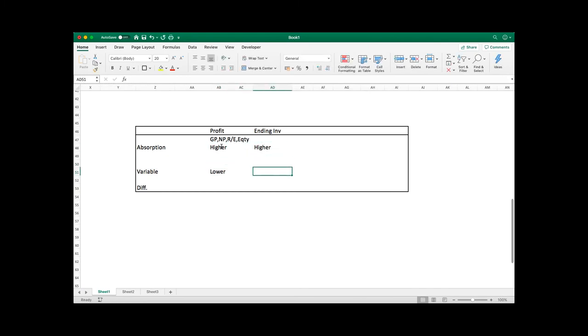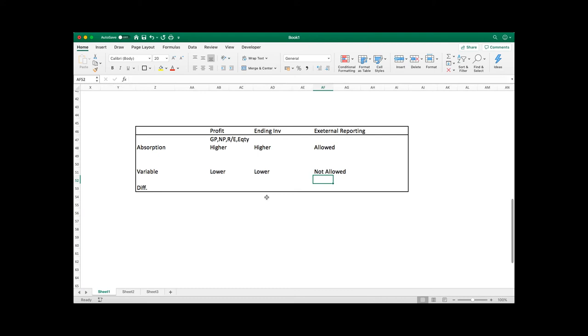So under absorption costing method, if there is a closing inventory, the profit is higher. When I say profit, please remember it can be GP, it can be NP, it can be retained earnings, and it can be even equity, because it is going to affect everything, right? GP, NP, retained earnings, and equity. Under variable costing method, yes, lower. What about the ending inventory? Yes, it is higher. And variable costing method, it is lower. Now, external reporting. External reporting allowed. Okay, here not allowed.